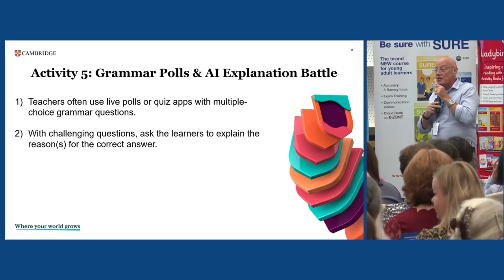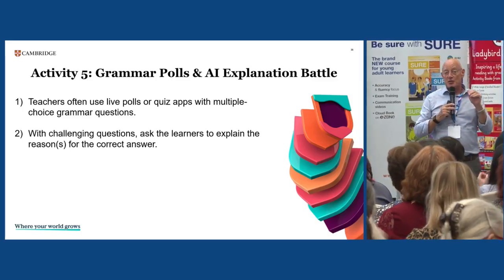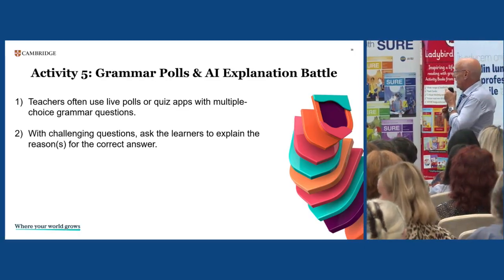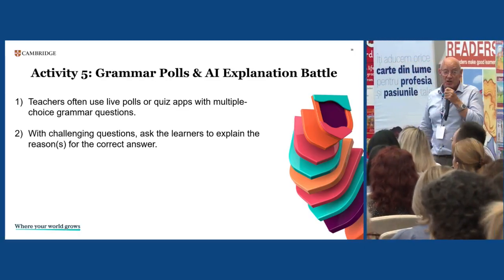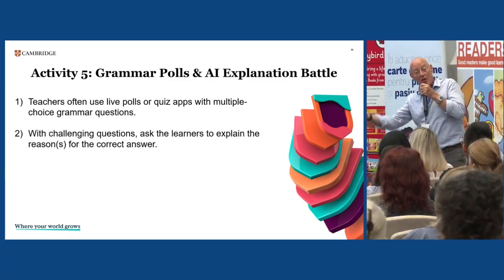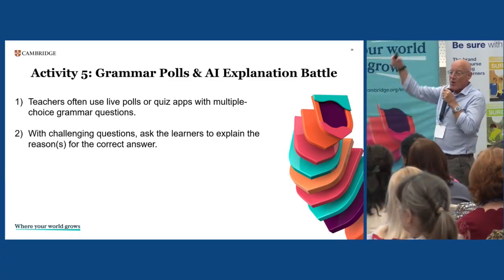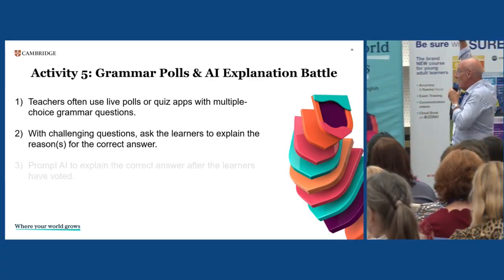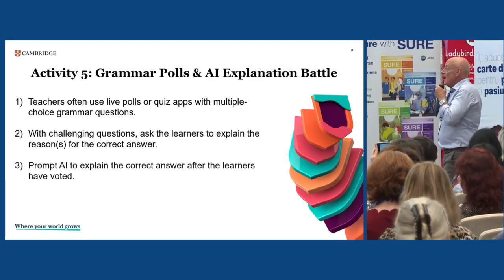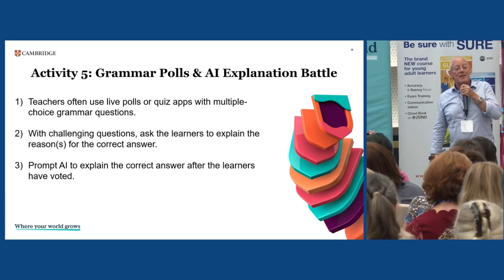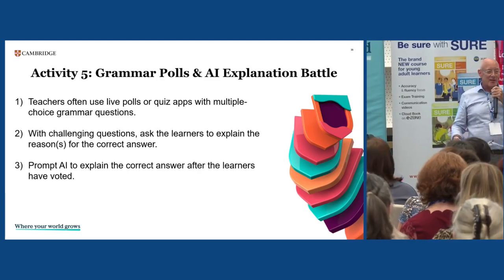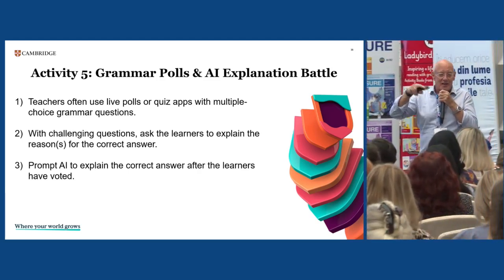So with more challenging questions, you can engage the students more by asking them what they think about the answer. Why is it the correct answer? Why is it not that one? Why is it not that distractor? Why is that the actual answer? And then you can ask the chatbot to explain the answer, and you can see which student has got the closest response.